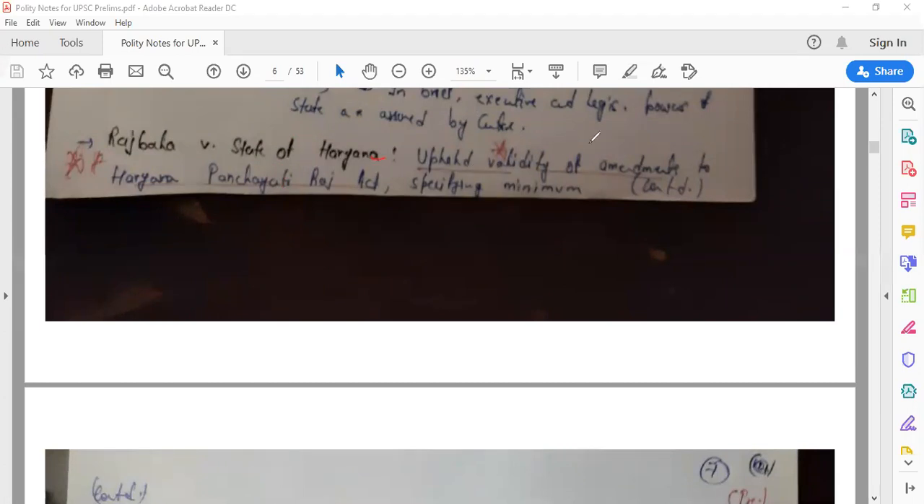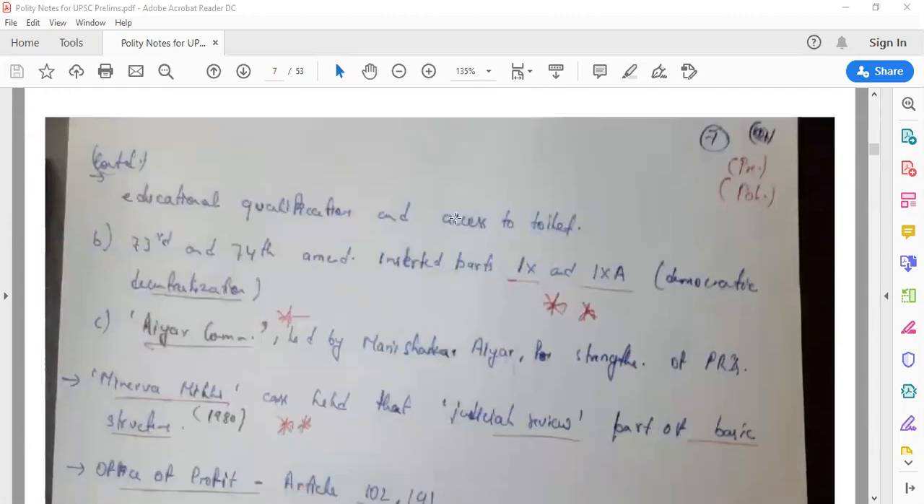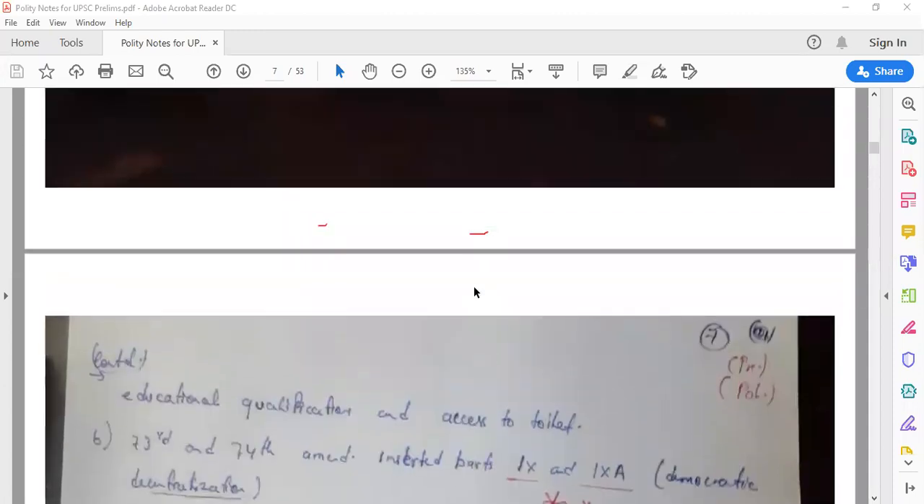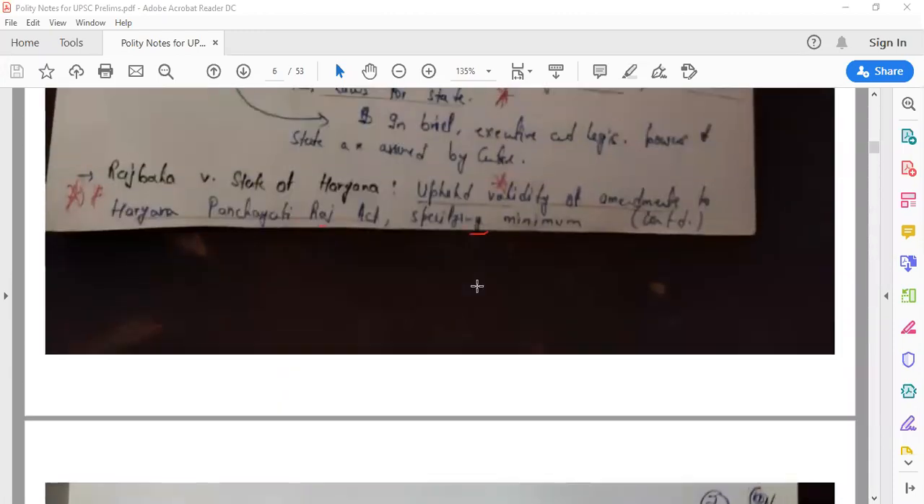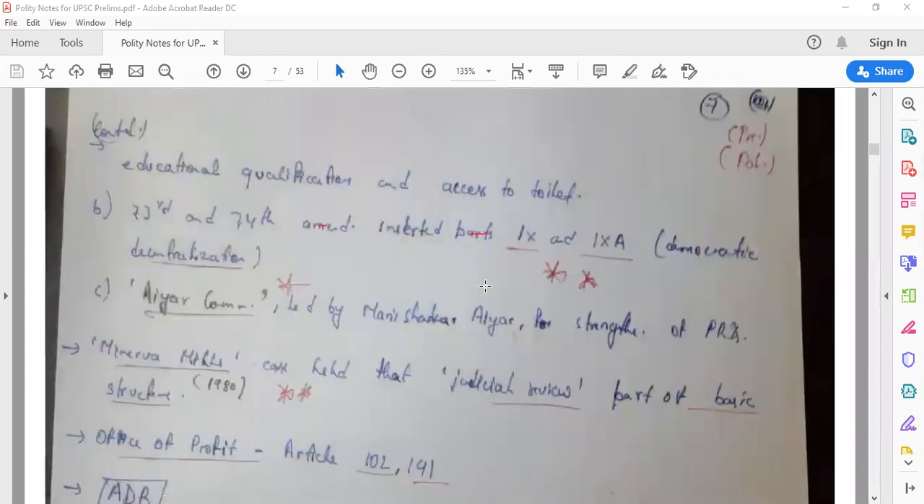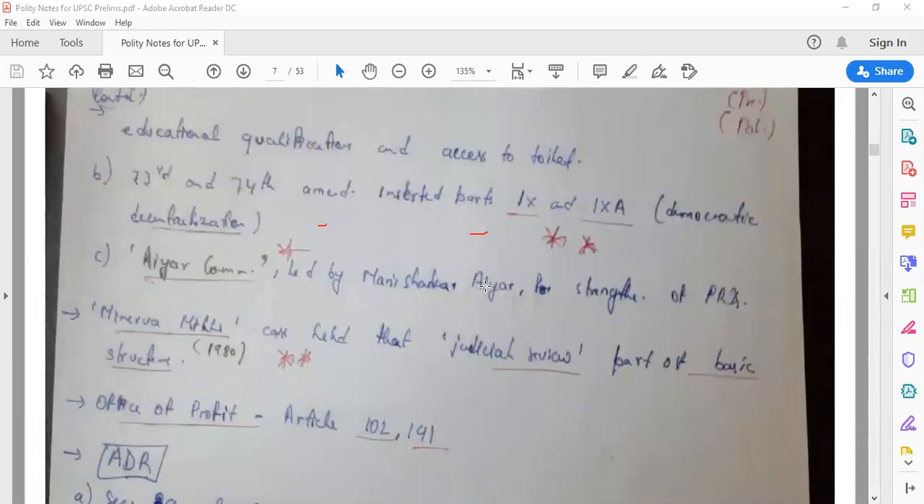In the Rajbala versus State of Haryana case, the judgment upheld the validity of amendments to the Haryana Panchayati Raj Act, which specified minimum educational qualification. This was a very controversial thing: minimum educational qualification and access to toilet. There were certain other conditions also, that only if you have these things can you fight panchayat elections. The major issue was, if there is no restriction for MPs and all those, why is there a restriction for local body elections?